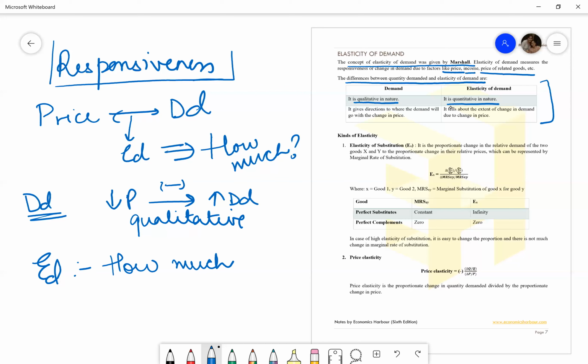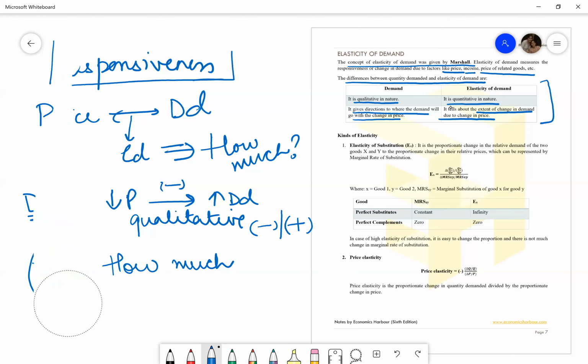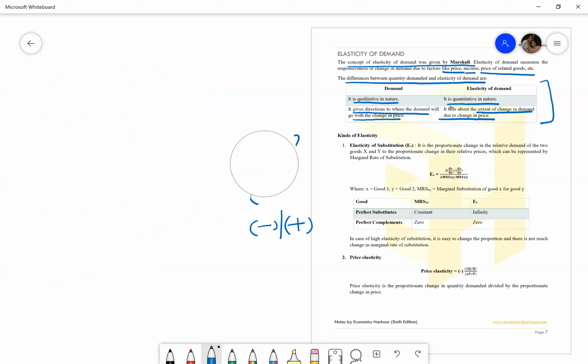The second point is that the concept of demand gives the direction in which demand will go with a change in price, whether there will be an inverse relationship or a direct, positive relationship, and so on. But the elasticity of demand tells you the extent of change in the demand due to the change in price. So it tells you how much change will take place. Coming on to the kinds of elasticity.